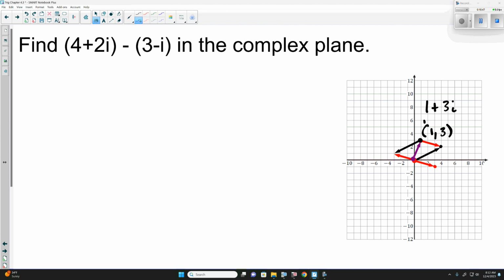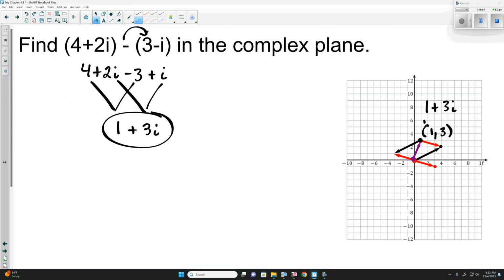And that seems a little weird, and we can see it mathematically. 4 plus 2i, we would distribute the negative, making it negative 3 plus i. Our 4 minus 3 is 1. 2i plus i is positive 3i, giving us 1 plus 3i. So when we do it on a graph, point to point, tail to tail, we end up getting this here.